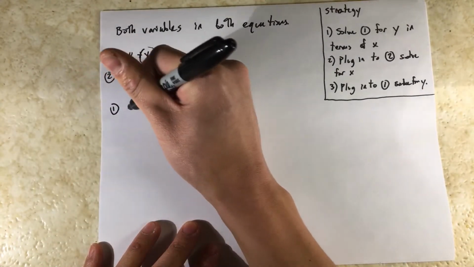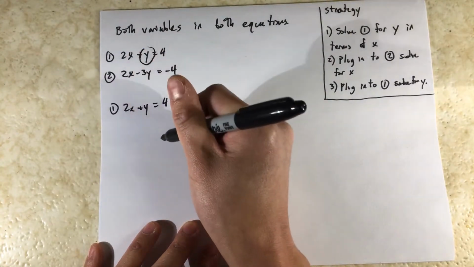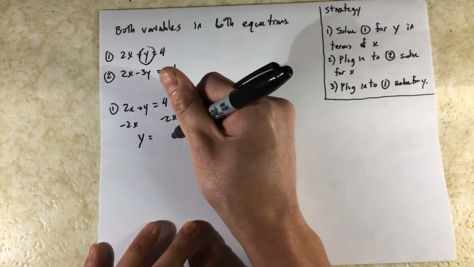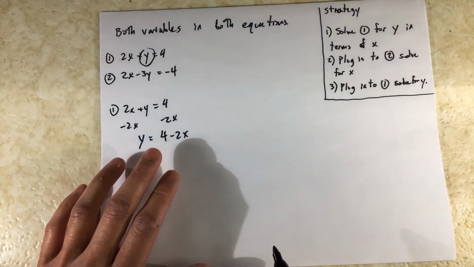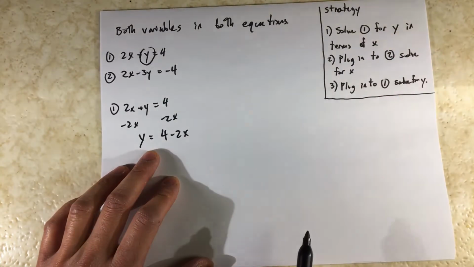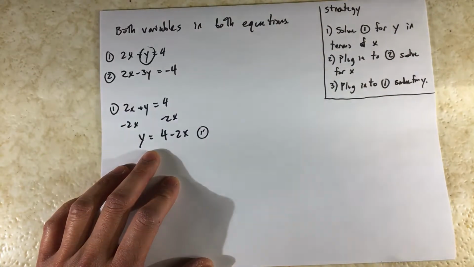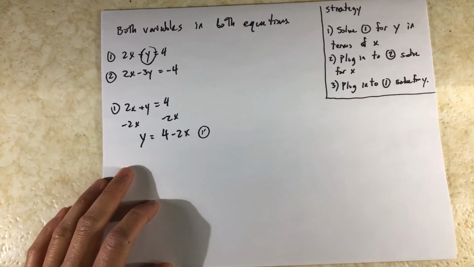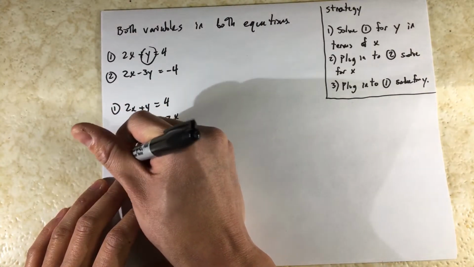So let's look at this equation. 2x plus y is equal to 4. So I'm going to subtract 2x. I'm going to get y equals 4 minus 2x. So there, what I've done is step 1. I'm going to call this equation 1 prime, just to know it's like equation 1, but rearranged a little bit.